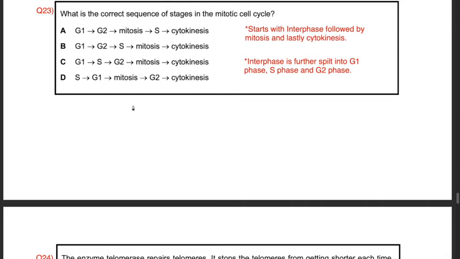How do you remember that? Just remember the word PMAT. However, over here it just mentions mitosis and cytokinesis, and since we already know how interphase is split, we know the order as G1 followed by S followed by G2 followed by mitosis and lastly cytokinesis. Hence the answer is C.